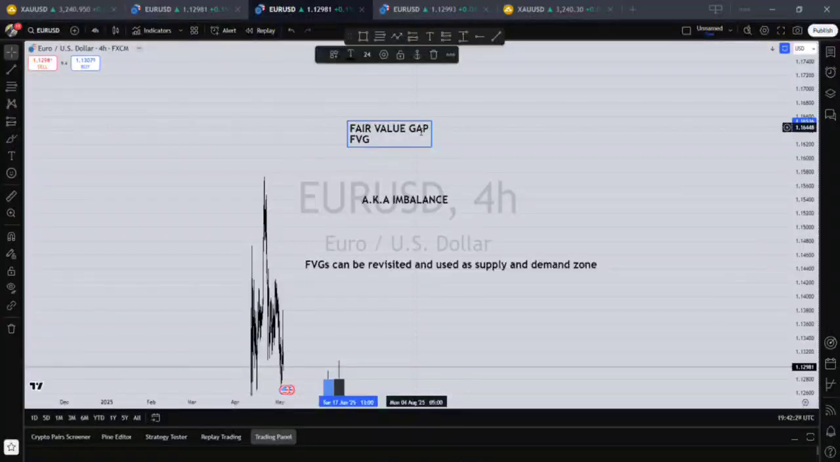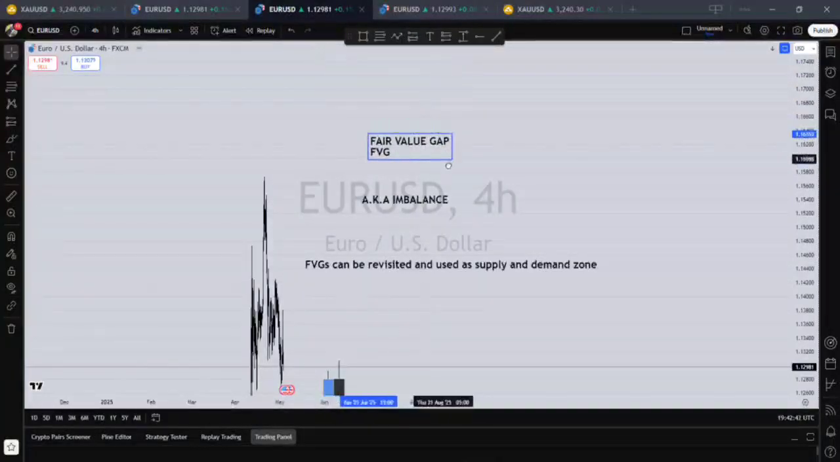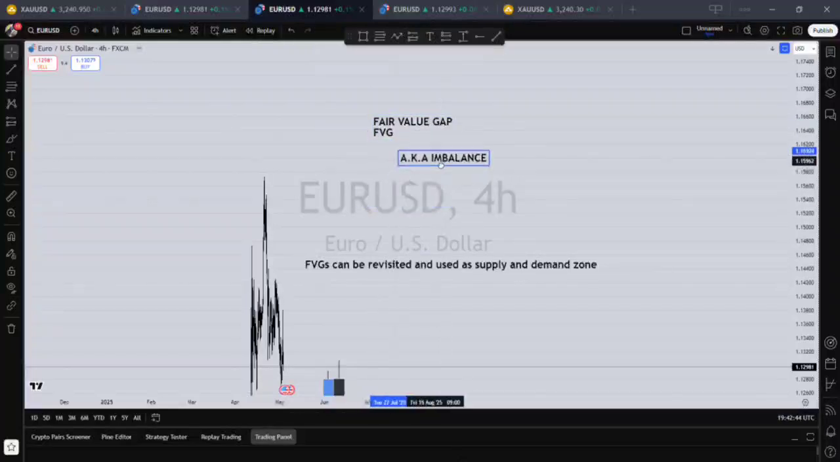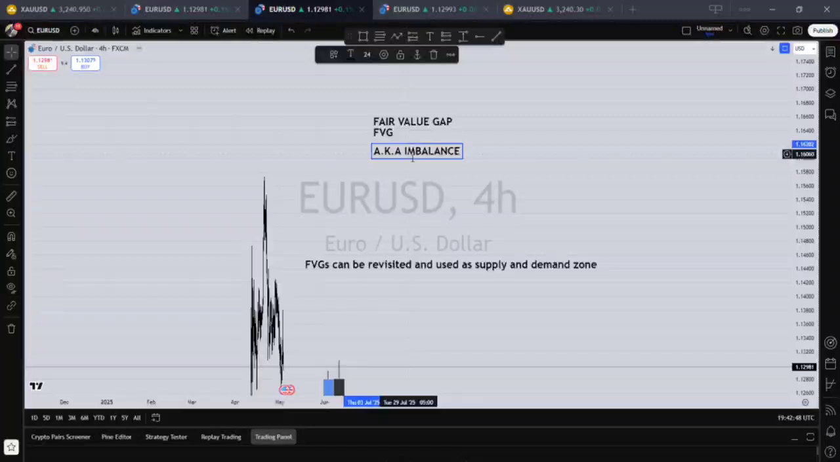So the fair value gap is also called imbalance. Wherever you see FVG, as long as trading is concerned, it means fair value gap. Okay. So they are created due to the aggressiveness of price, of sellers against buyers, buyers against sellers.